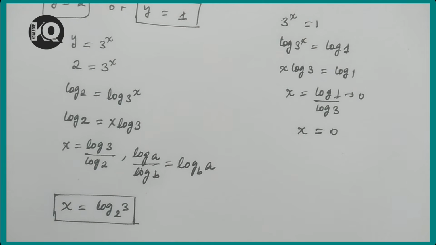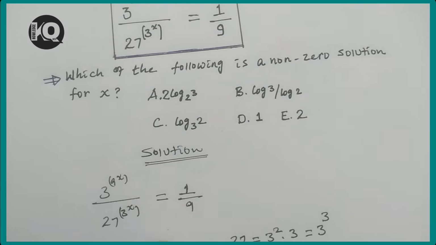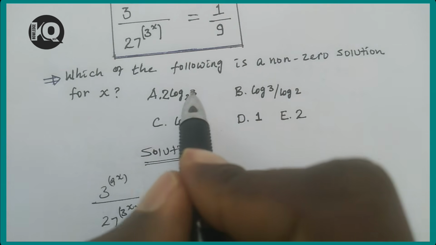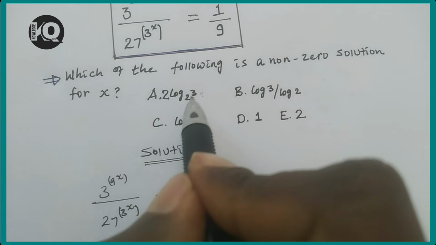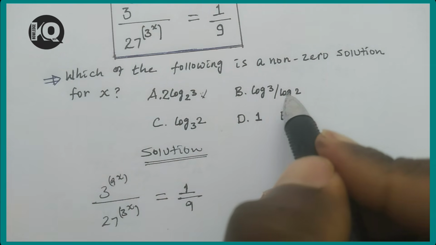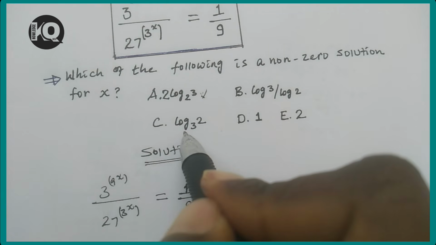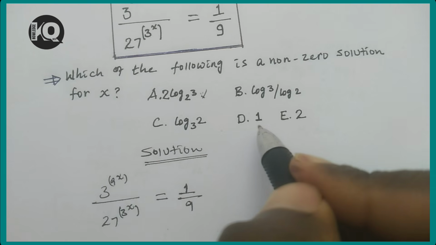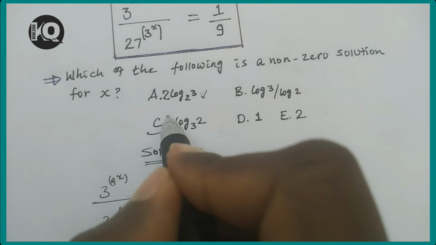So let's find this answer from the given alternatives. A is 2 log 3 to the base 2, B is log 3 divided by log 2, C is log 2 to the base 3, and D is 1. So our final solution will be C.